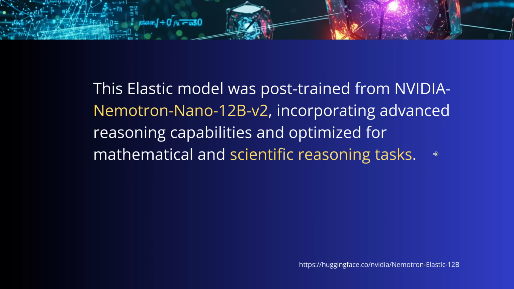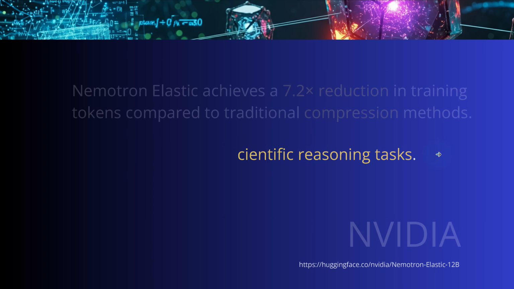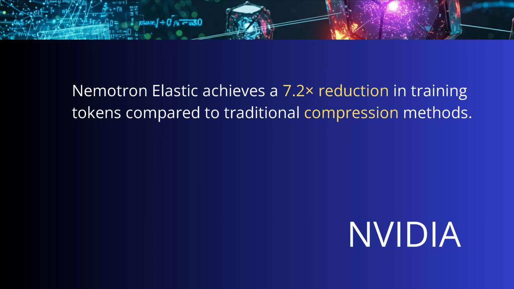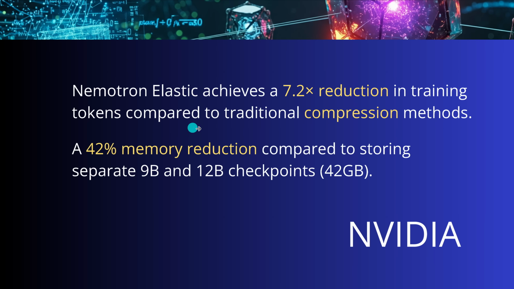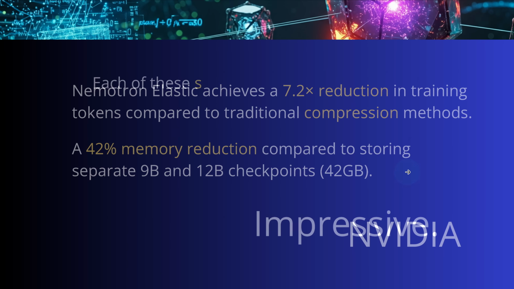But let's understand here the main new idea, and they have some brand new innovations. For NVIDIA as a company, of course, for the data center, it is essential to reduce the cost and find new AI models, like this one, that achieves a 7.2 times reduction in the training tokens compared to all the traditional compression methods that we apply currently in AI. Plus, a 42% memory reduction compared to normal 9B and 12B checkpoints. 7.2 times reduction for the tokens and 42% memory reduction. Now you understand why NVIDIA is building its own models.